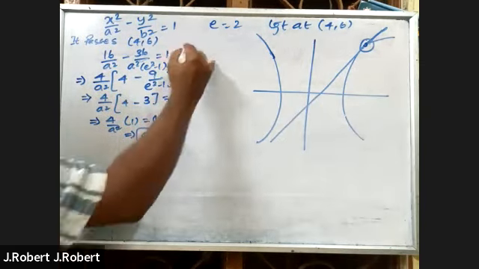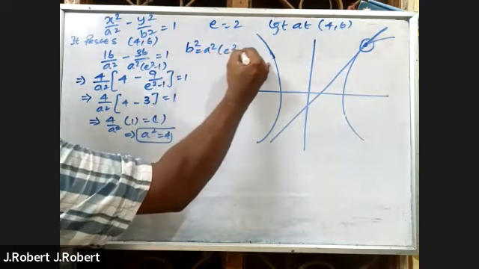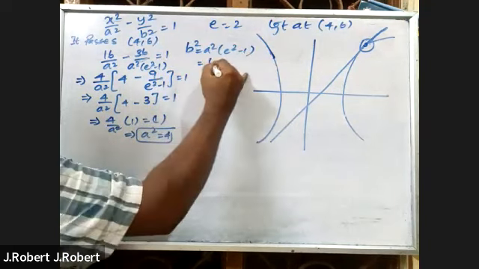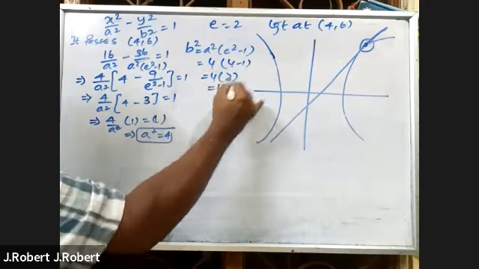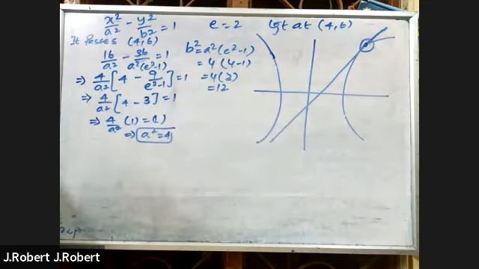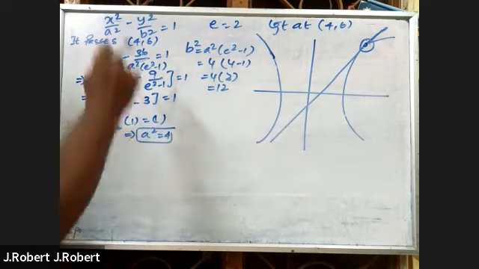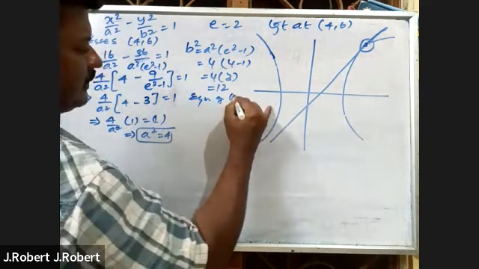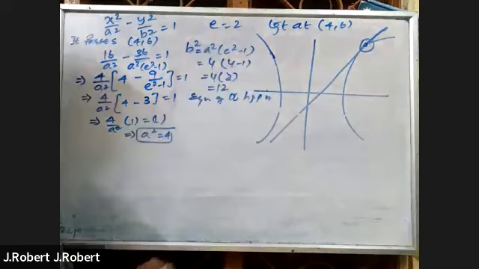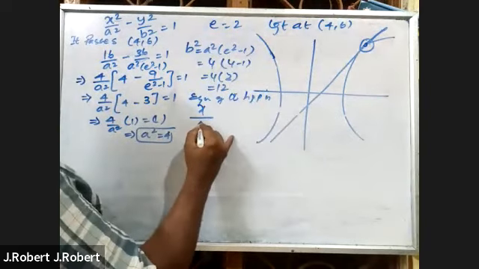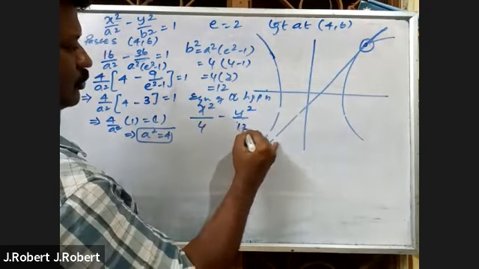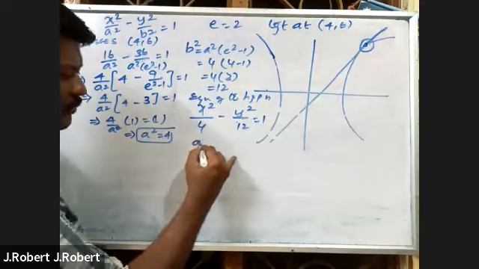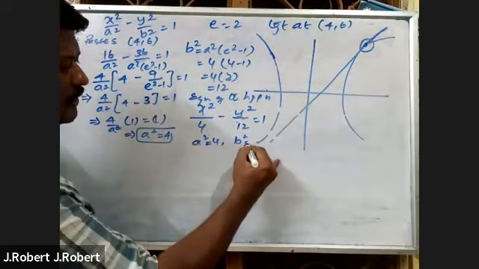And we know that b squared we can now easily find: a squared into e squared minus 1. Your a squared is 4, your e squared minus 1 is 4 minus 1, which is 3, so 4 into 3, the answer is 12. So a squared is 4 and b squared is 12. Hence the equation of the hyperbola is x squared by 4 minus y squared by 12 equals 1.